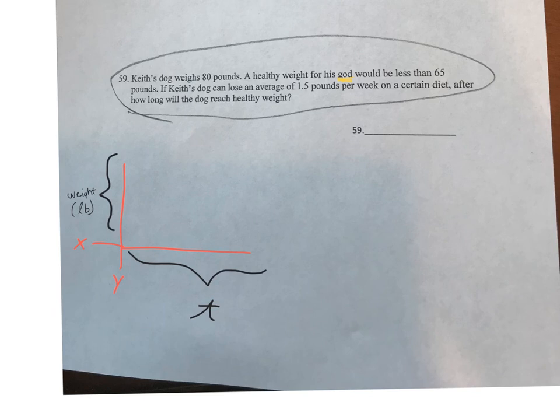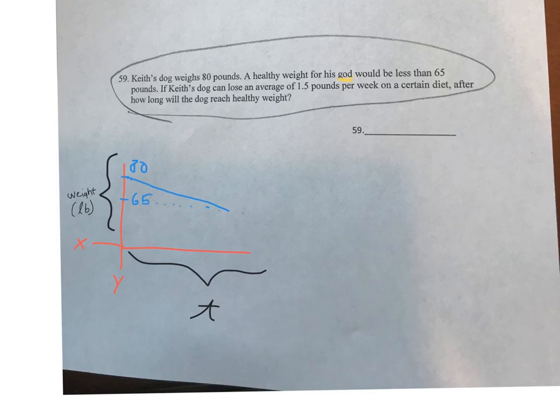So, great. And the bottom line is the dog starts at 80. That's the starting point, right? 80. That's where we began. And then over time, he's going to lose weight, right? And then at a certain point, he's going to reach 65.